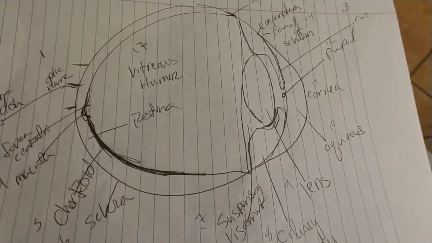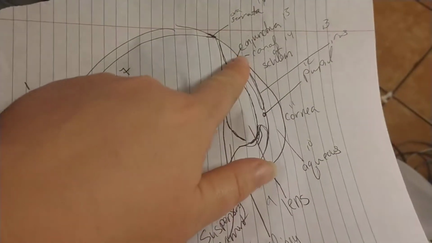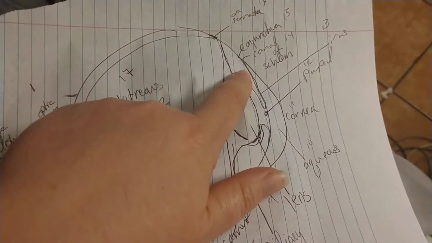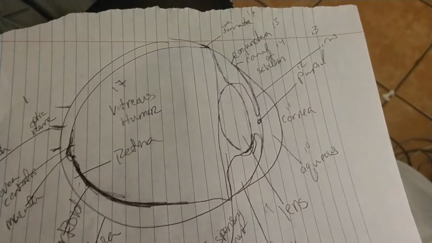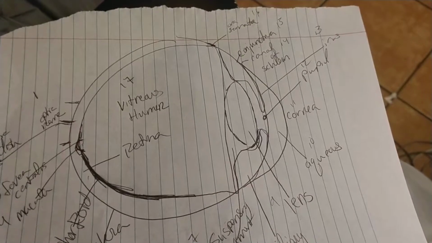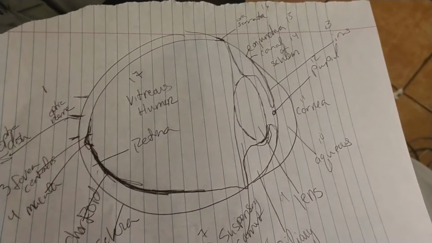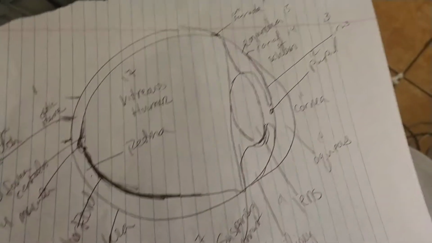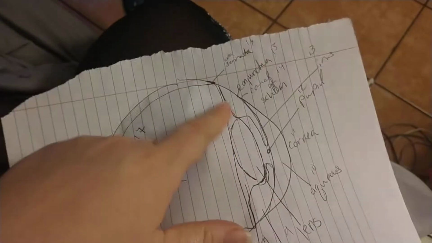So we're going to move on to the canal of Schlemm. Up here, again, still in the anterior portion of the eye. Canal of Schlemm is basically a drain. It drains the aqueous humor from the anterior portion of the eye into the venous system, which is to the blood, essentially.